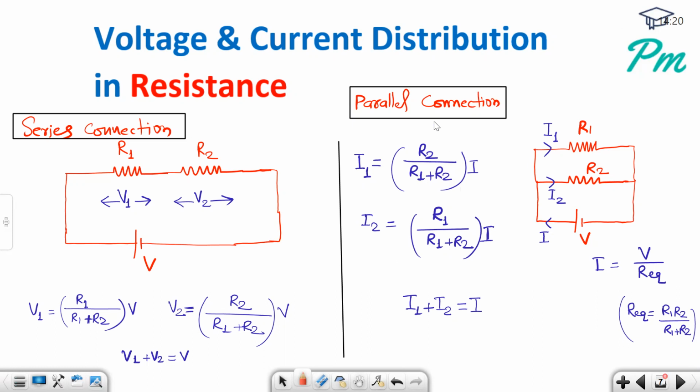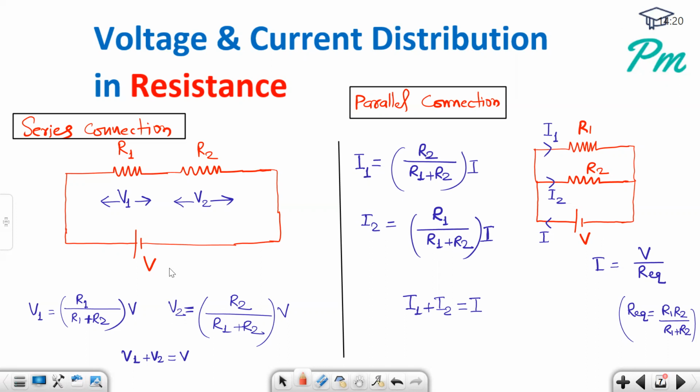So next is parallel connection. So now you can see a circuit diagram where we have to find the current and resistances are connected in parallel. So this is the source. Now I1 and I2 we can write directly. I1 is equal to R2 by R1 plus R2 into I, and I2 is equal to R1 by R1 plus R2 into I. You can see here, if I1 is here, then we write here R2. If I2 is here, then we write here R1.